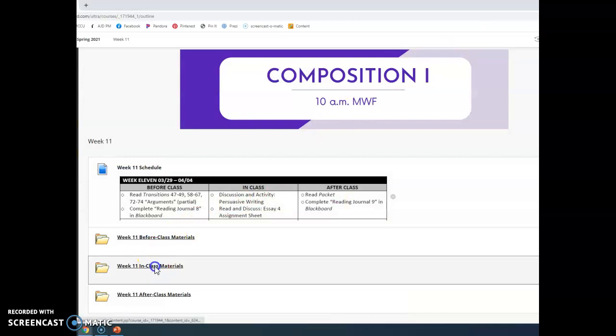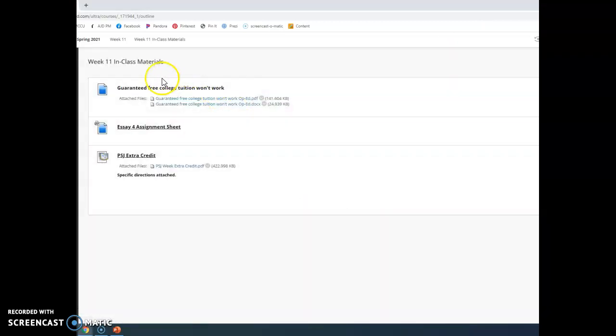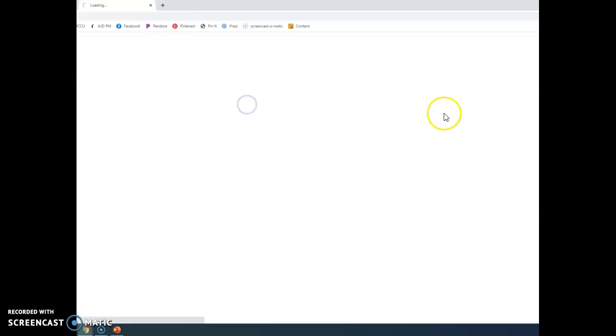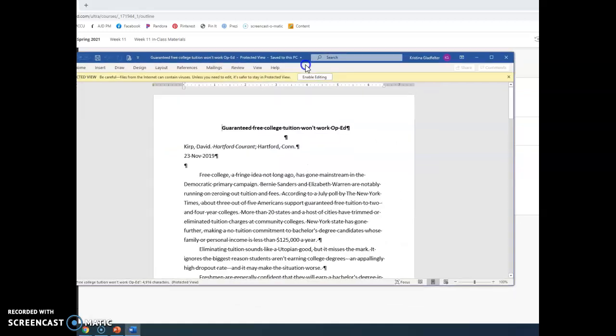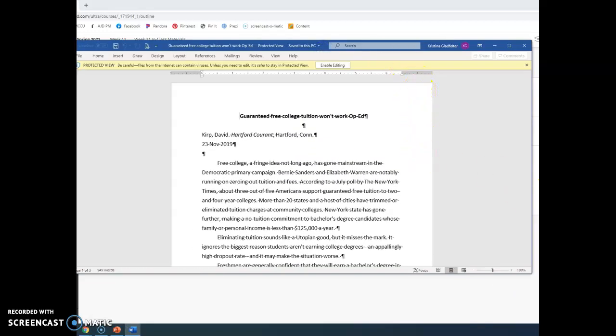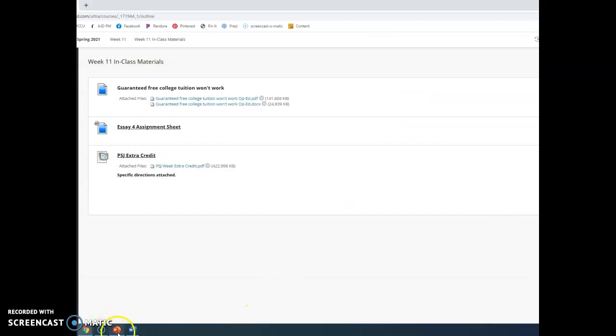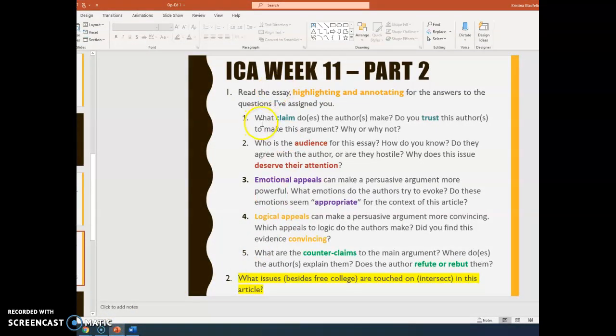In the in-class materials folder, you'll find one article. I have two copies, one is a PDF and one is a doc. I gave some options if students want to annotate, since it's sometimes easier to do that in Word. What I would like you to do is read this article, and then, coming back to my questions, answer the set of questions I've assigned you.